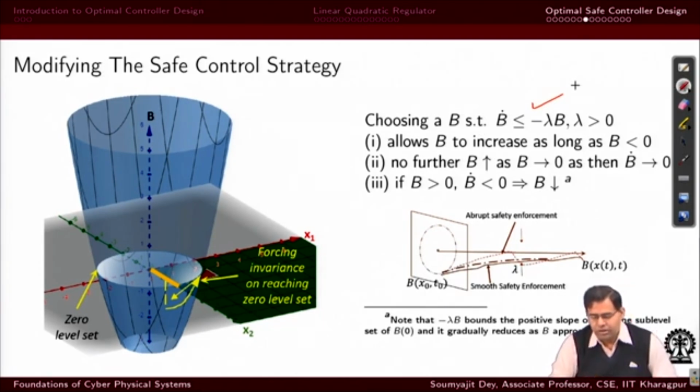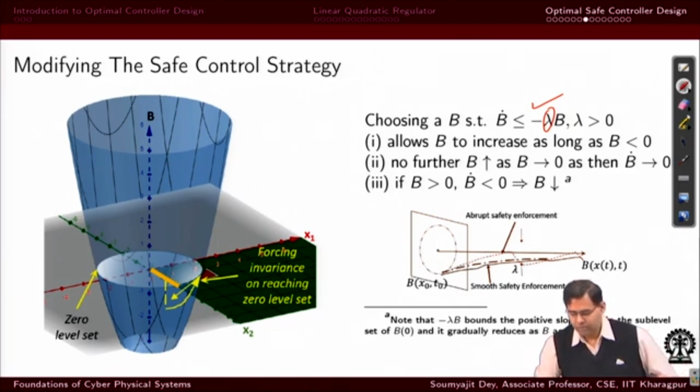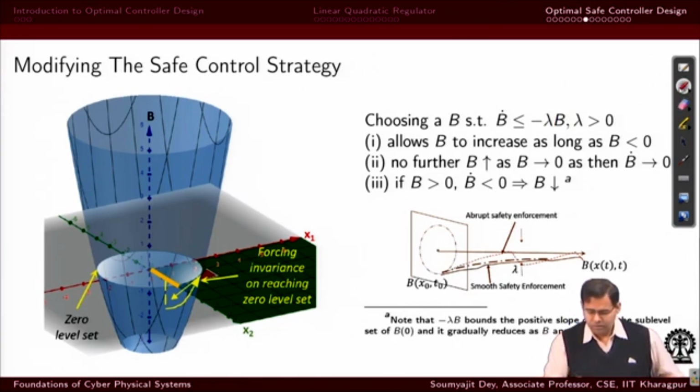Now, let us see what this means. We are saying that lambda is a positive quantity and b dot is less than or equal to some lambda times v. Now, there is an issue here you need to understand. Initially my b is negative, right? I allow my b to be negative inside the safe set. Now, if this is negative and I have lambda which is positive, and here I have a negative sign, that means b dot is allowed to be positive. Is that okay? Why is this okay?